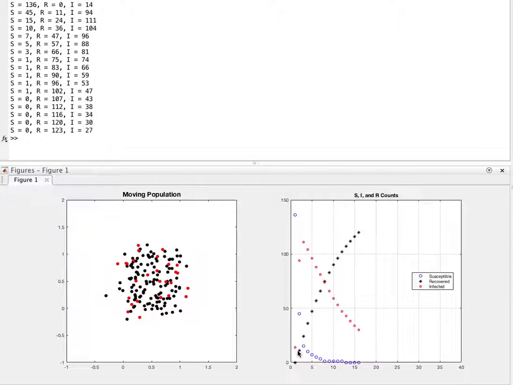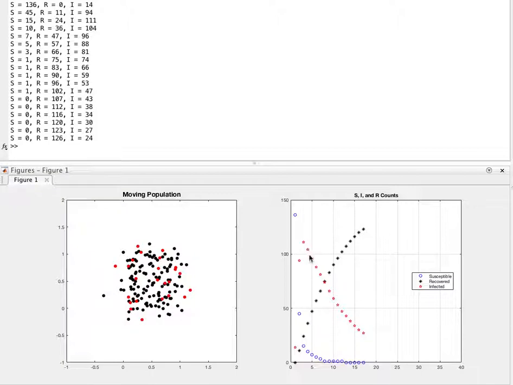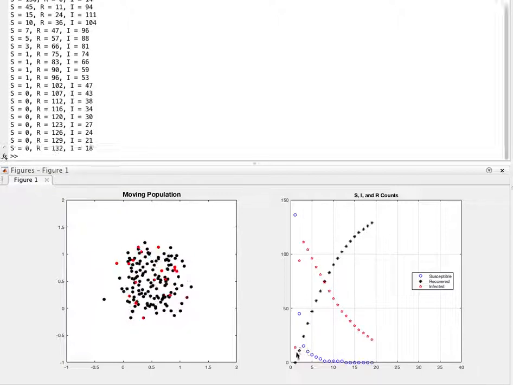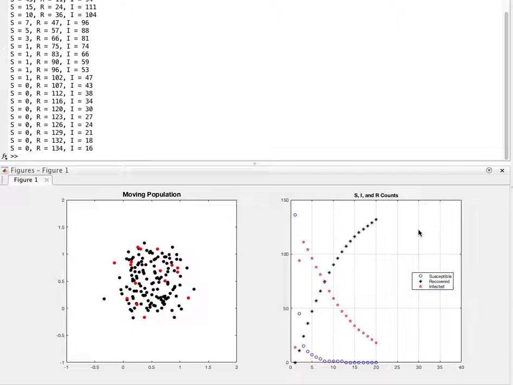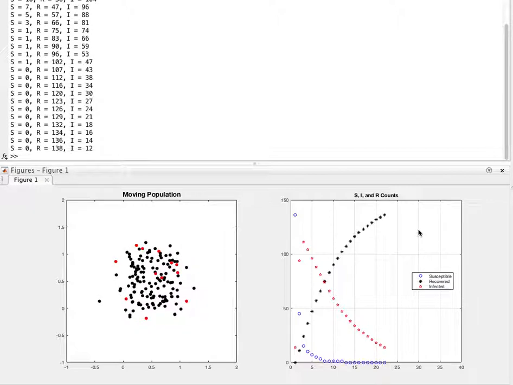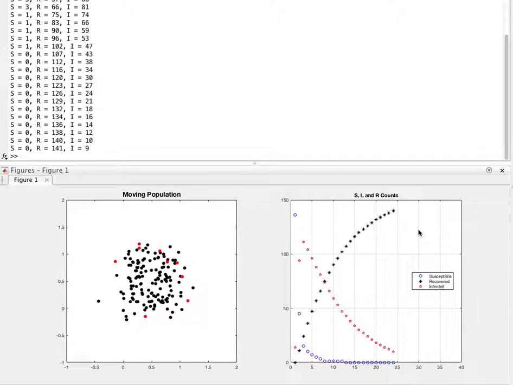But we see the same basic shape. The number of infected increased and then is drastically decreasing as the recovery rate takes over. And this will go until everybody's recovered.